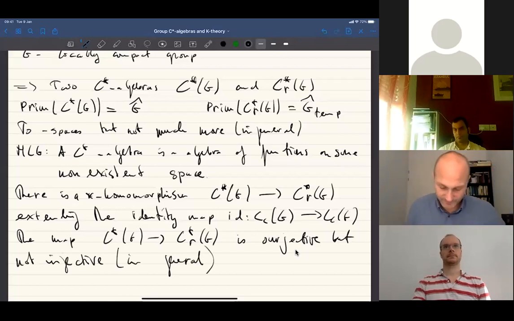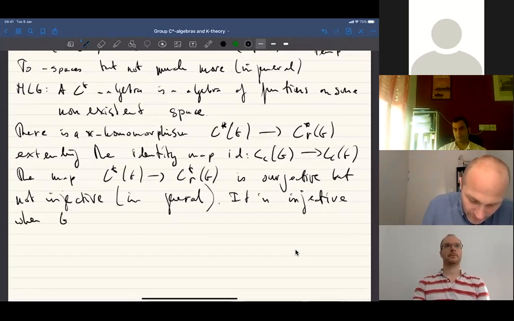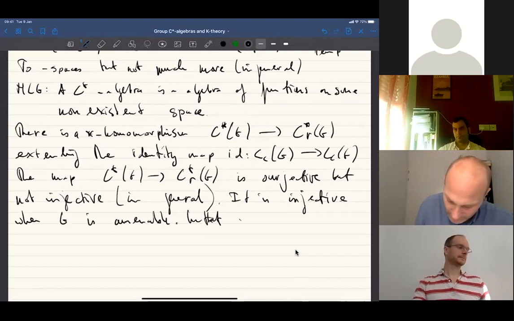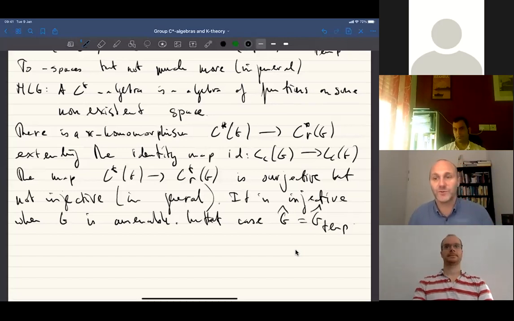And it is injective, for those of you who know what this means, when G is an amenable group. And so in that case, G hat is G hat temp. But this is a very special case. So in general, this map is not an isomorphism, and that encodes the difference between the tempered and the full unitary dual.